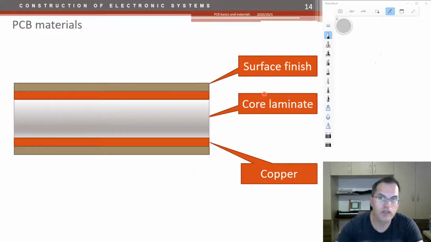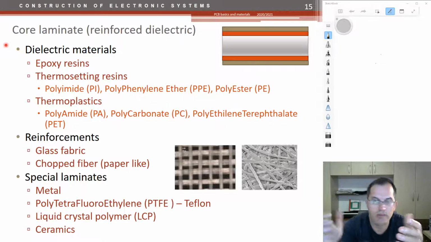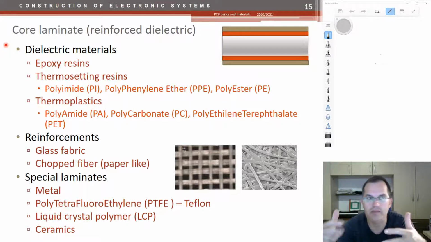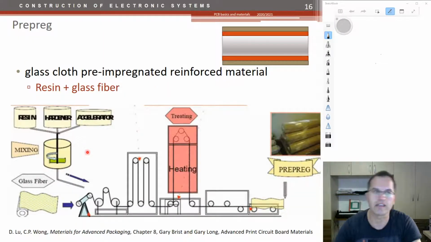So let's go first to the core laminate. For the core laminate, what is usually used is some sort of insulator. So we are talking about dielectric materials. And these dielectric materials have to be reinforced, because the dielectric material itself can be very fragile. It could break easily, so it has to be reinforced by some kind of fabric. This combination of dielectric and fabric we call by a common name, which is prepreg. I'll just go to the next slide and then I will come back.